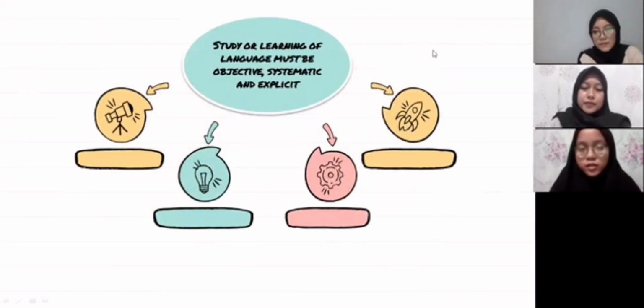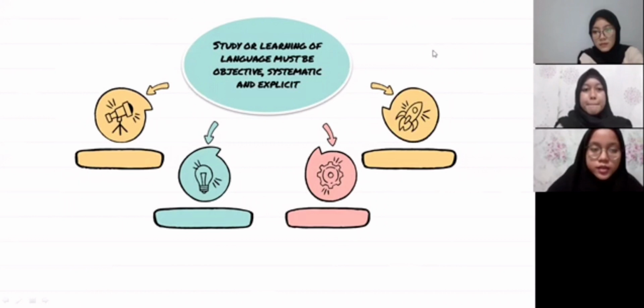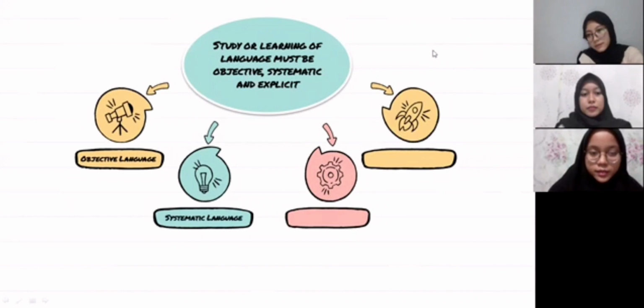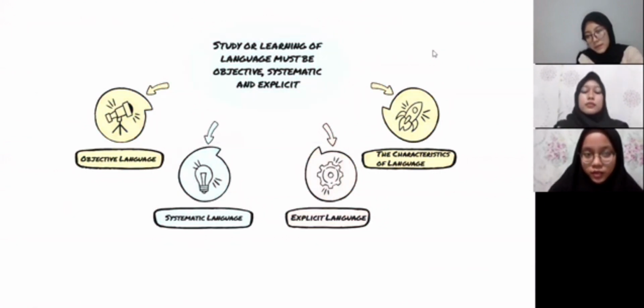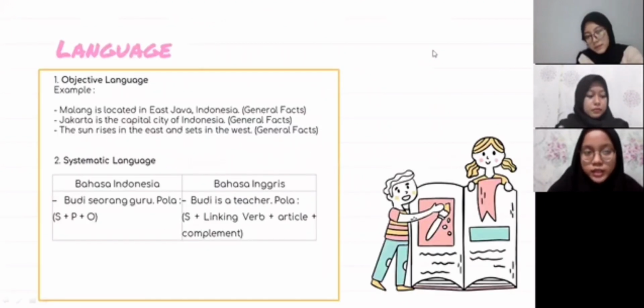Okay, today we're gonna talk about how the study or learning of language must be objective, systematic, and explicit. The first is objective language, the second is systematic language, and the next is explicit language, and the next, the characteristics of language. For the first, objective language. The first is objective language, meaning that language must be objective, that is, something based on the general truth, and not based on one's personal feelings.